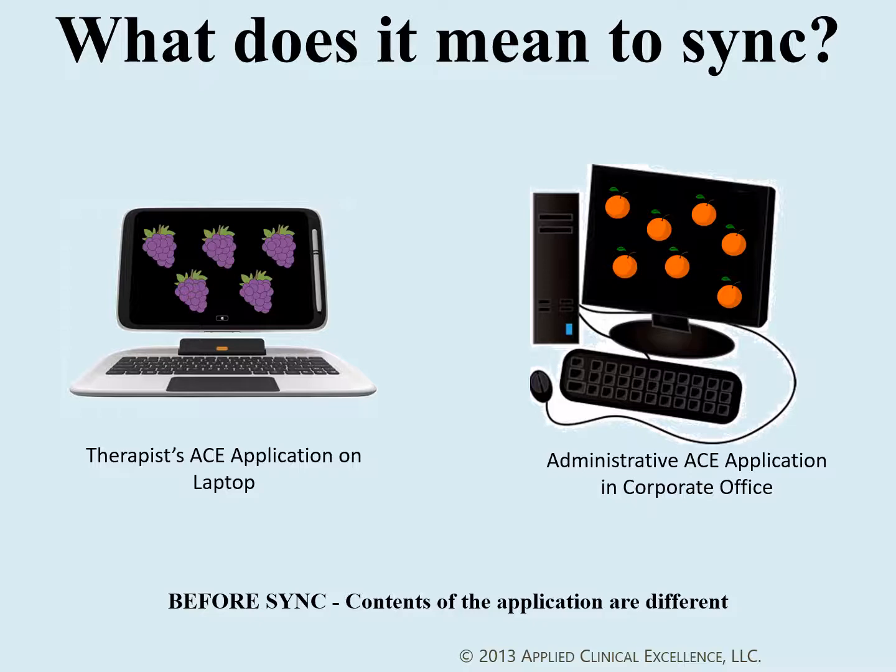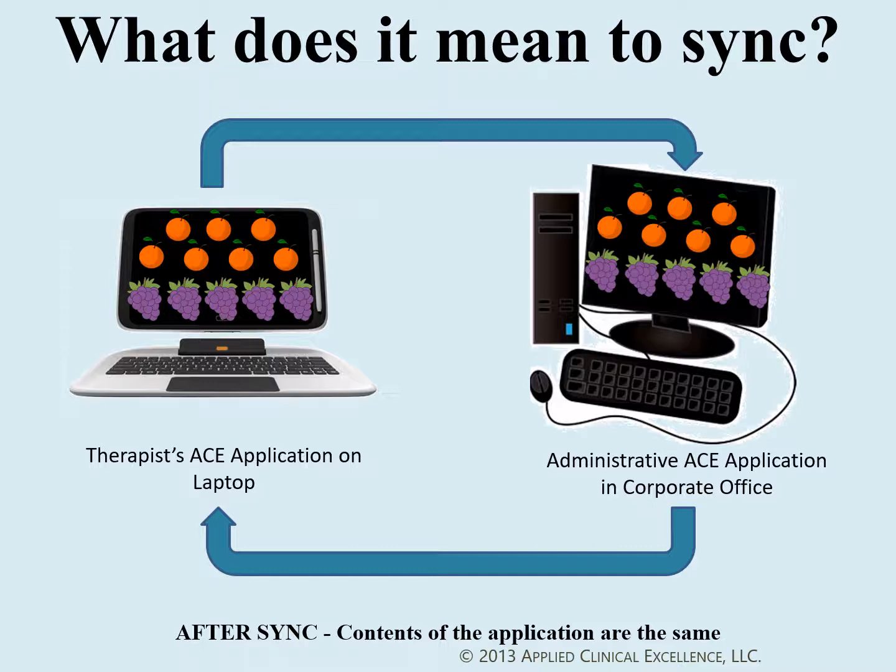Simply put, syncing is what allows all users of the ACE system to have and see the same data. In this picture, you can see that a therapist has done an evaluation and a plan of care. She has grapes, but the company doesn't have the grapes because she hasn't synced her data. By the same token, if we administratively have added anything to ACE, such as a new patient or oranges, she can't see that either. When a therapist syncs their device, and that's the only time they need an internet connection, everyone then has the same data.